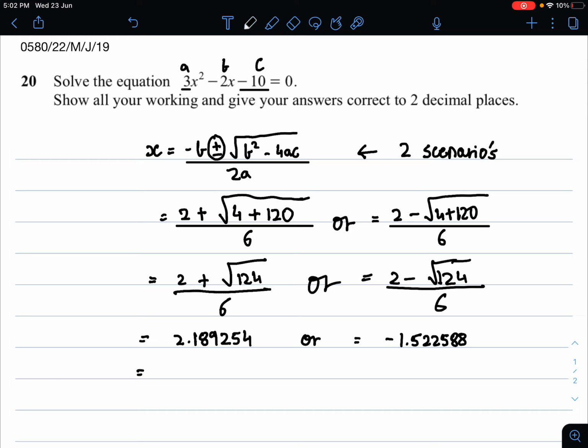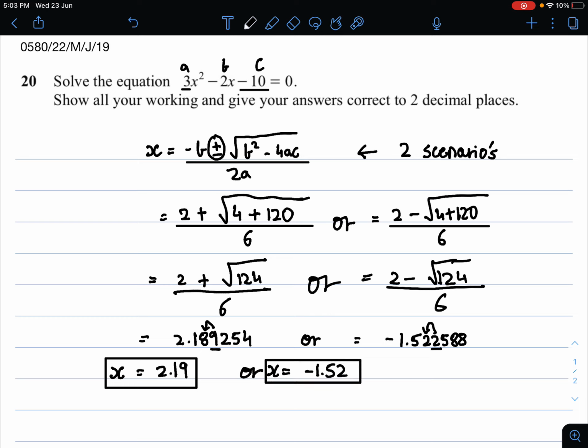So in this case the answer would be 2.19, because the 9 would round off the 8 to the next number, because 9 is more than 5, or negative 1.52, because this 2 will not round off the 2 to its left, because it is less than 5. So x equals 2.19, or x equals negative 1.52. And therefore these are your final answers for question 20.